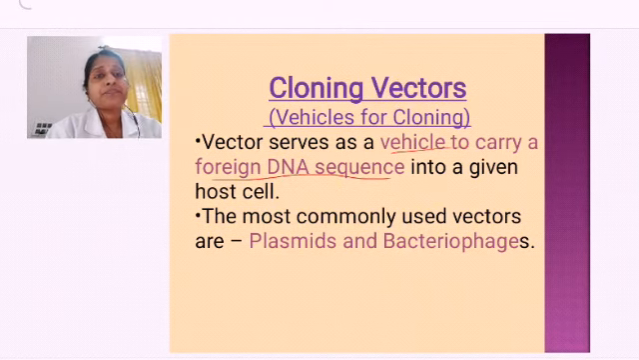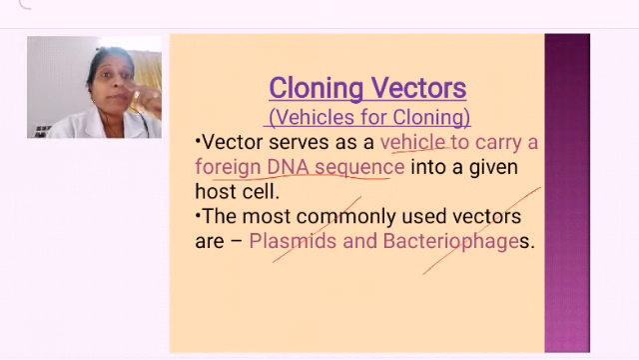This vector. And usually the vectors we use are plasmids, that is present in bacteria, as well as there is a virus named as what? Bacteriophages. The virus which attacks bacteria, bacteriophages virus, that can also be used as a vector. So normally what are the two vectors which we are using? One is the plasmid, that is present in bacteria. Extra chromosomal DNA, circular DNA we have learned, isn't it? So that is plasmid, and another one is what?